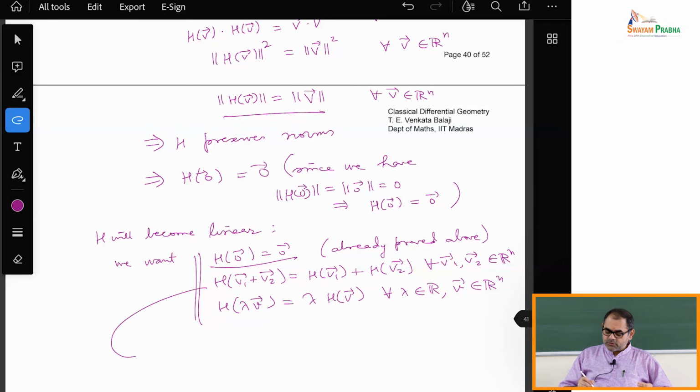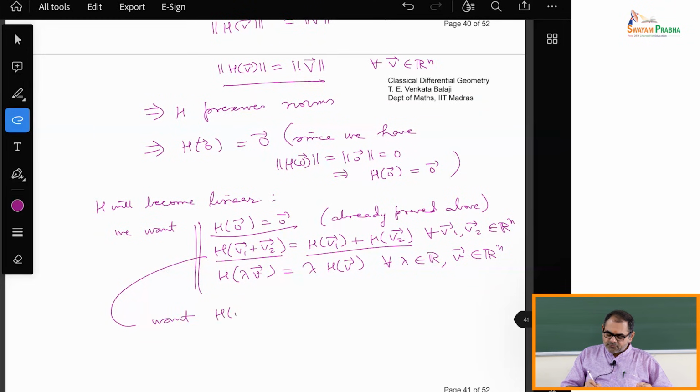How do you prove this? You try to prove that H(V1 plus V2) is HV1 plus HV2. That is the same as proving that the difference vector is 0. So you have to show H(V1 plus V2) minus HV1 minus HV2 is 0, and that will amount to showing the norm of that is 0. And the trick is always remember that the norm square is the dot product of the vector with itself. That is always the connection. So we want H of V1 plus V2 minus HV1 minus HV2 to be the 0 vector. So calculate the norm of this and show that it is 0, and use the fact that the norm squared is the dot product of the vector with itself.